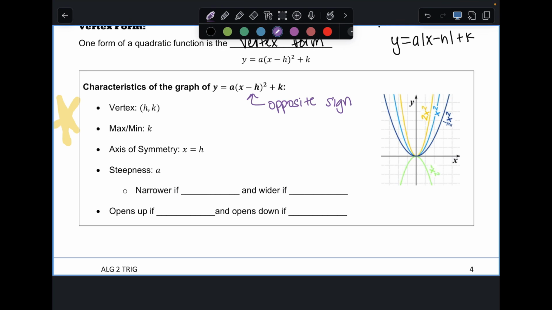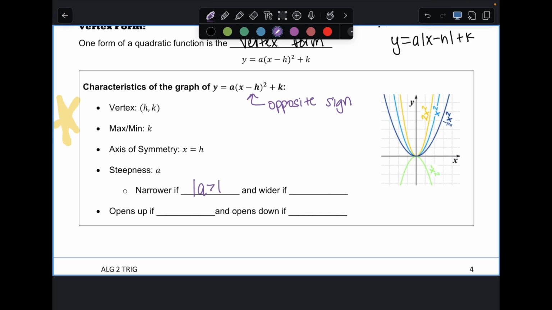A, this coefficient out front, determines our steepness. For absolute value, it determined the slope of the right-hand side. Well, now we have a curve, so it doesn't really determine the slope. It kind of helps with something else that I won't talk about until tomorrow. But for now, all you need to know is, let's compare the dark blue to the yellow. Which one of those is narrower, meaning skinnier? The yellow. So it's going to be narrower if our A value is greater than 1.